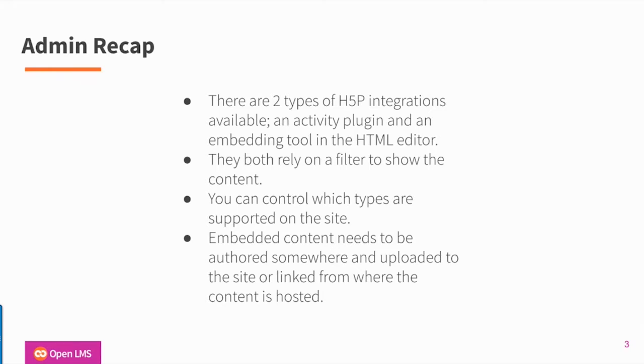And then the kind of highlight in there too is that for the embedded content, when you're using the button to embed content into the HTML spaces, that doesn't include an authoring tool. So you have to author the content somewhere, somehow, and then put it in that space or link it to that space. So you could use the two integrations simultaneously to author content as an activity and then download the package and upload the package in all the places you want to use it, or link to it.